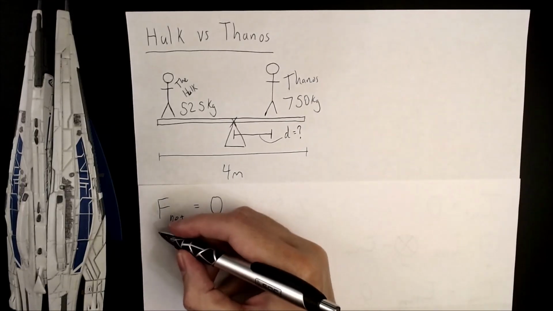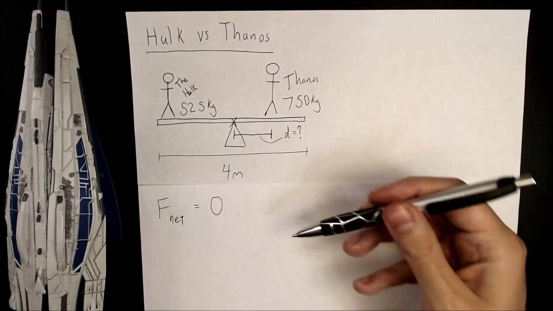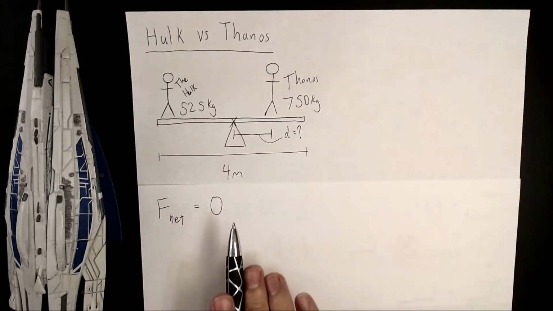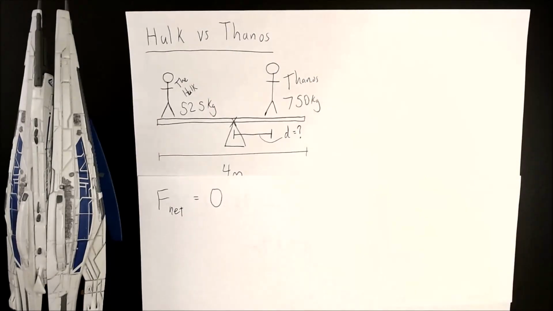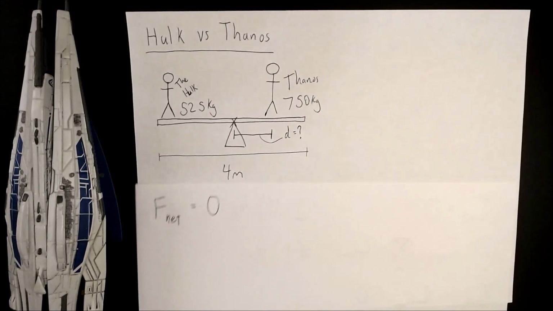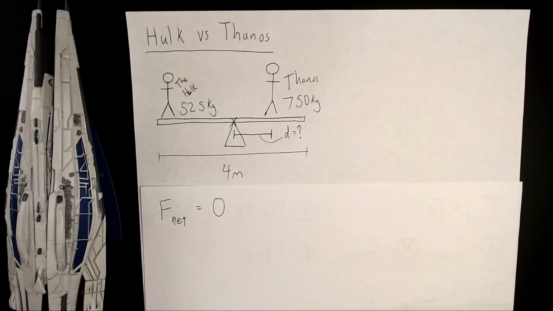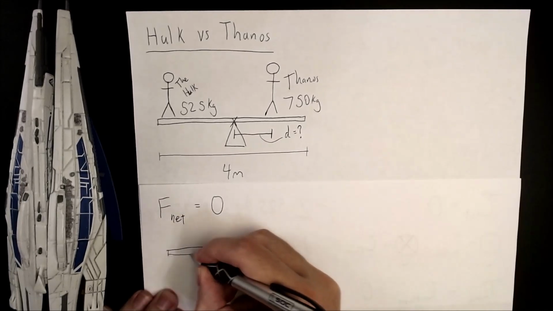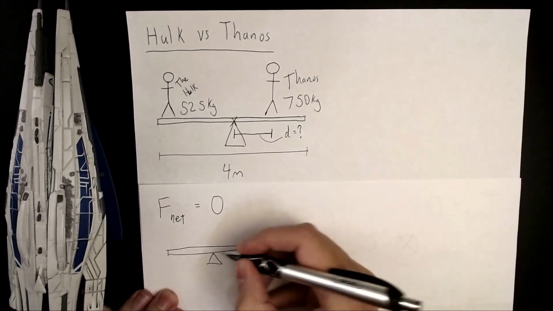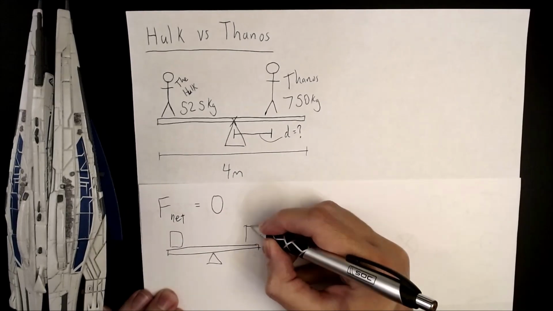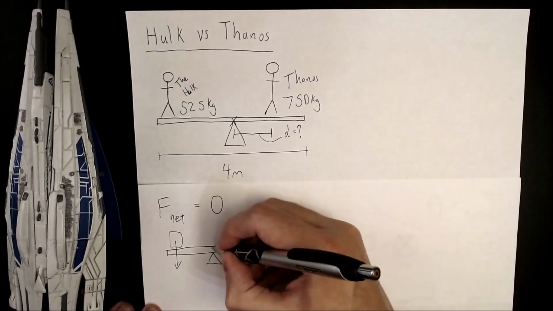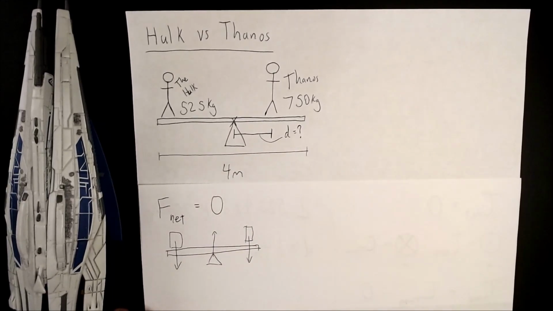Okay, well, the net force is going to be the force from the Hulk pulling down, the force from Thanos pulling down, and the force of the pivot pushing up. What kind of force is the pivot pushing up with? Yeah, normal force. Okay, so how do we do this professionally? Well, we should probably just redraw it very quickly. I'm just going to draw boxes. We've got the Hulk pulling down, Thanos pulling down, and the pivot pushing up.